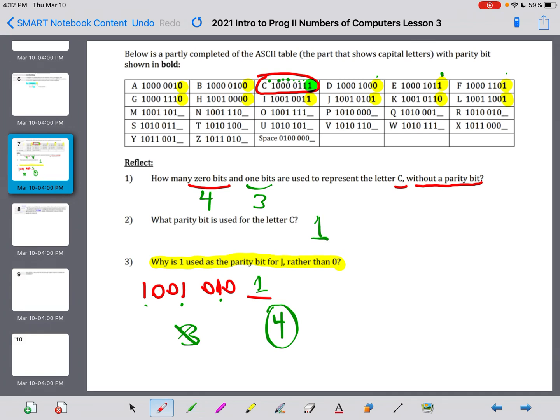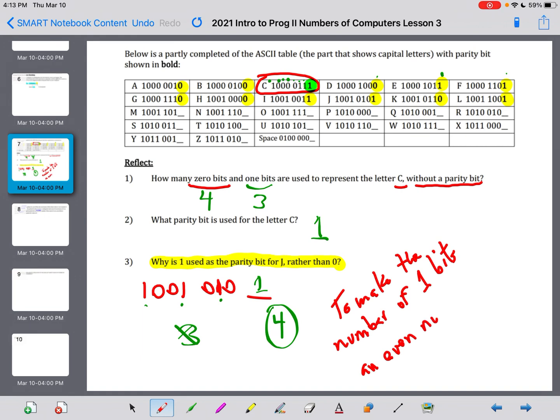So we should say here, why is 1 used? To make the number of 1 bits an even number. Okay, so that's the key, and we are doing even parity.